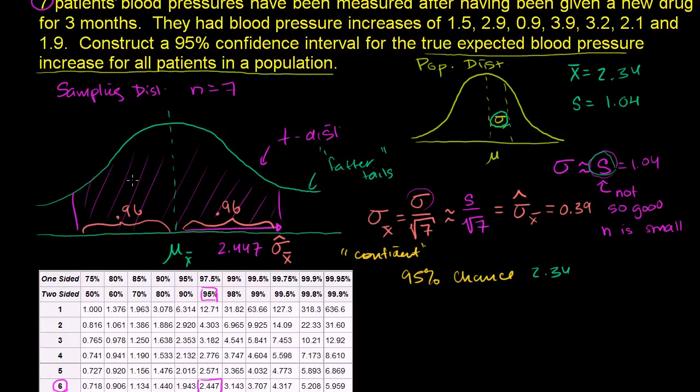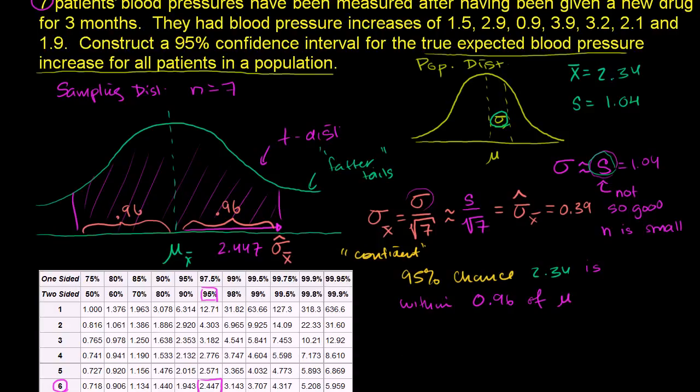2.34, which we just picked from this distribution right here, there's a 95% chance that 2.34 is within 0.96 of the true sampling distribution mean, which we know is also the same thing as the population mean.